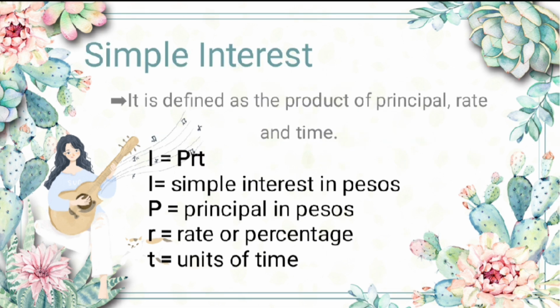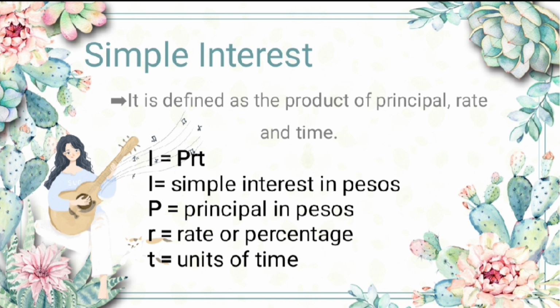Simple interest is defined as the product of principal, rate, and time. So let's try to solve the example of simple interest using the formula I = PRT, where I stands for simple interest in pesos, P is the principal in pesos, R is the rate or percentage of the principal which is to be paid per unit of time, and T is the unit of time.